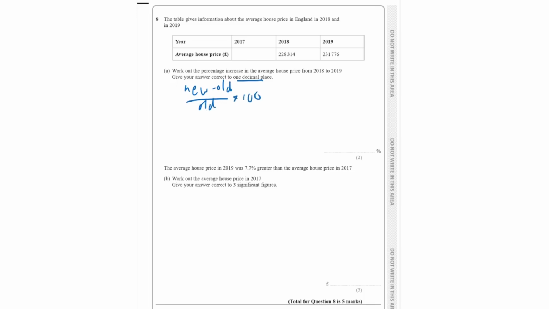The newest value, 2019, 231,776 minus 228,314 divided by 231,776 times 100. We can pull out the calculator to get our answer.